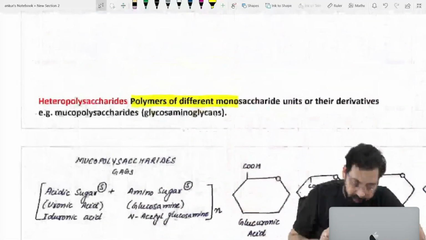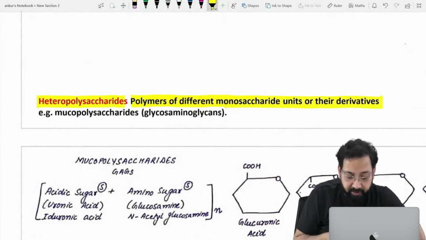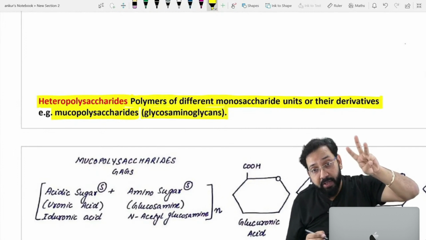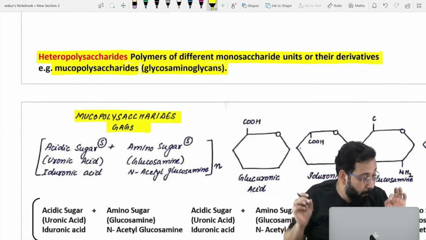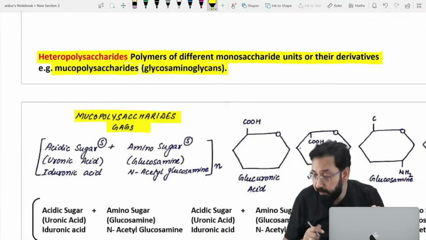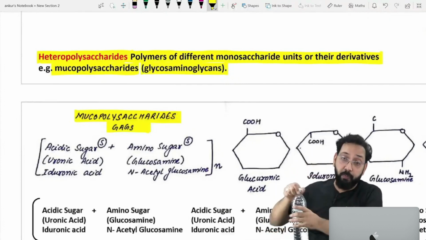So I am discussing heteropolysaccharide. Different monosaccharide units and their derivatives join to make mucopolysaccharide, heteropolysaccharide, glycosaminoglycan. How many names? 3 names. Mucopolysaccharide or glycosaminoglycan is very important for the last 3 years. Every exam is asking 1 or 2 questions from this topic.